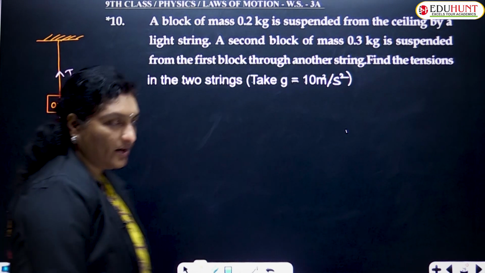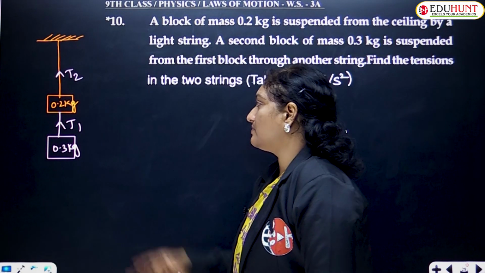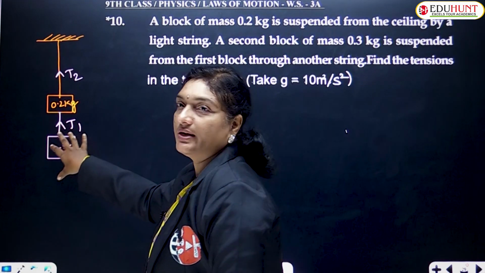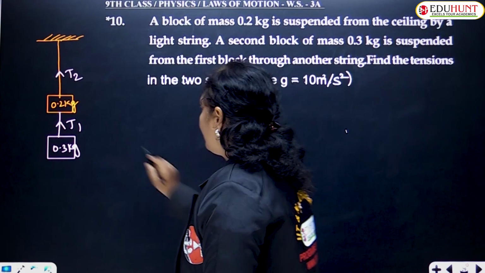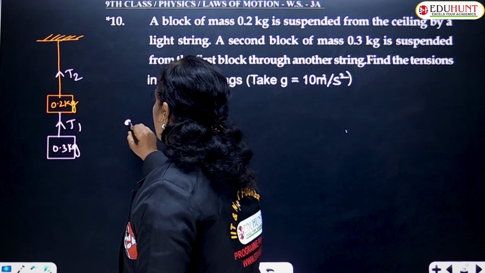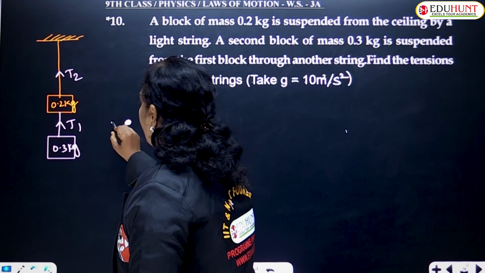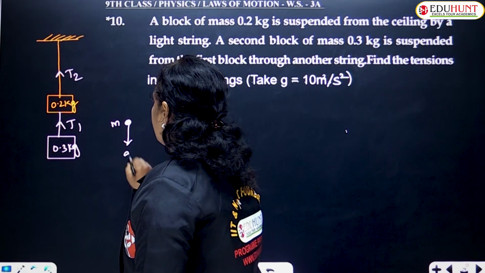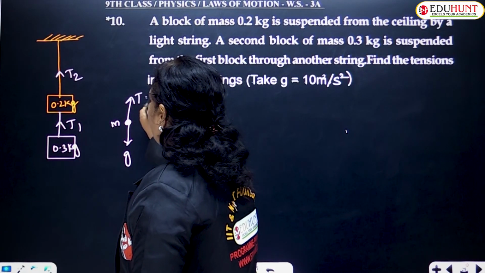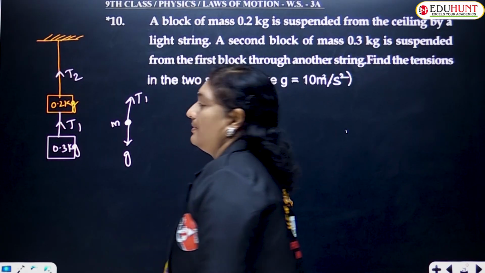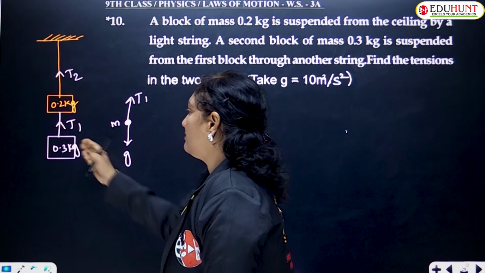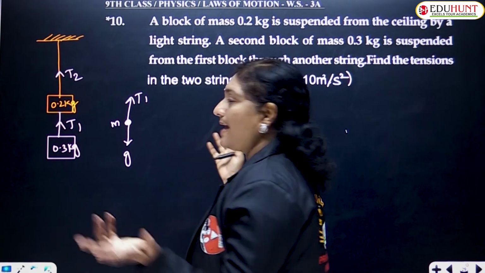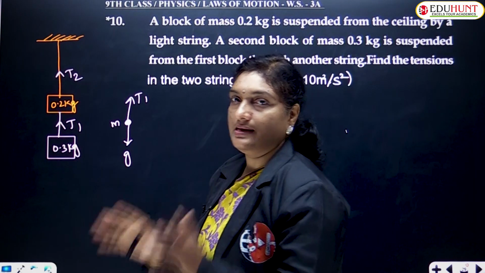So you are already familiar with the free body diagram. Let us first of all write the free body diagram of the first body. If you take the first body, this mass is m, downward is mg, upward is T1. So this pink color, I just replaced it here. We know that the value of mass is 0.3 kg. Is it accelerating? No, it is simply suspended.